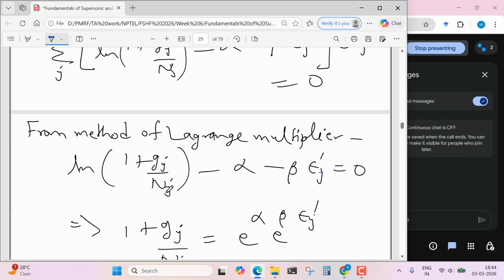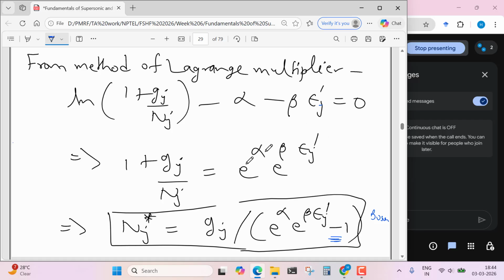So if we remove the log, we will get 1 plus gj upon nj equal to e to the power alpha into e to the power beta epsilon j dash. And here this nj will be equal to nj star, because we have maximized the number of microstates. So nj star equal to gj upon e to the power alpha e to the power beta epsilon j dash minus 1. This is for bosons.